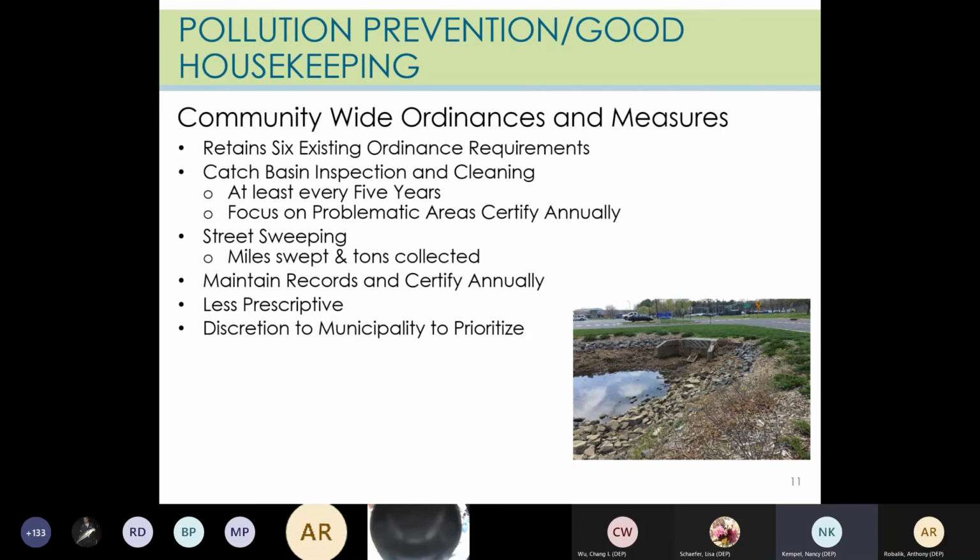So here we have the section of the permit that includes community-wide ordinances and measures under pollution prevention and good housekeeping. Basically, retained the 6 existing local ordinances, catch basin inspection and cleaning, which we want to make sure occurs at least once every 5 years. And based on problems that are observed, if the frequency of inspection and cleaning needs to be increased, the town or the MS4 permittees do that.